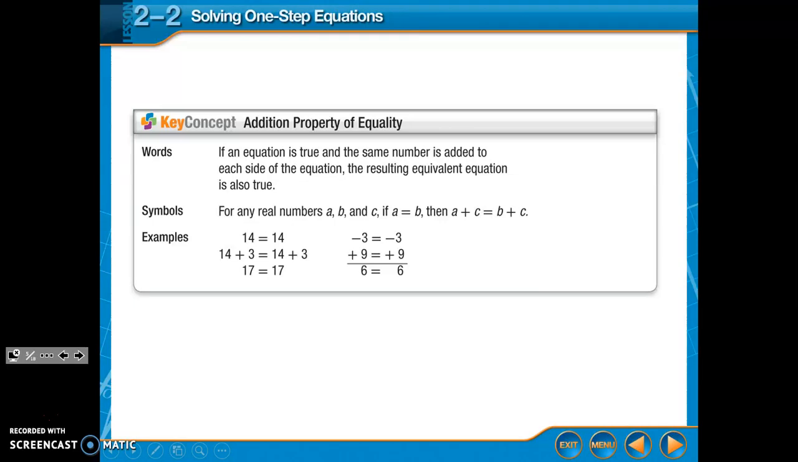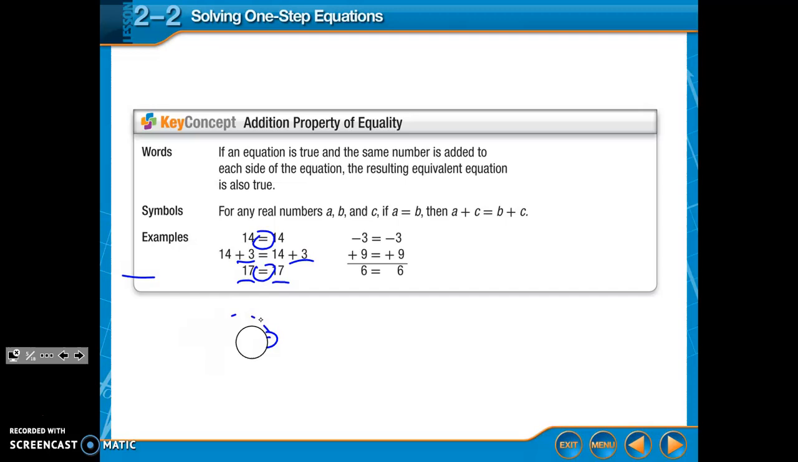So if I have two things that are equal to each other and I add the same thing to each side of it, they still remain equal. So here, if I add 3 to both of these, 14 plus 3 on this side and 14 plus 3 on this side, I get 17 equals 17. So they remain equal. I didn't change the balance. If you think about a scale, if you add the same amount to this side and the same amount to this side, it will remain balanced.